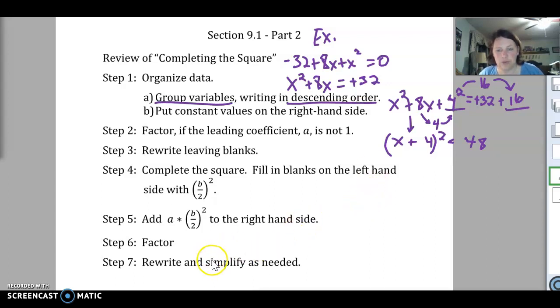Okay, so rewrite and simplify as needed. Everything looks really good. We factored it. We rewrote on the right-hand side, simplified that right-hand side. So we are done with our completing the square. Now, completing the square has different purposes from this point forward. The way we're going to be using it is to write in terms of a circle and in terms of an ellipse for this homework assignment. So we will look at some examples of that.